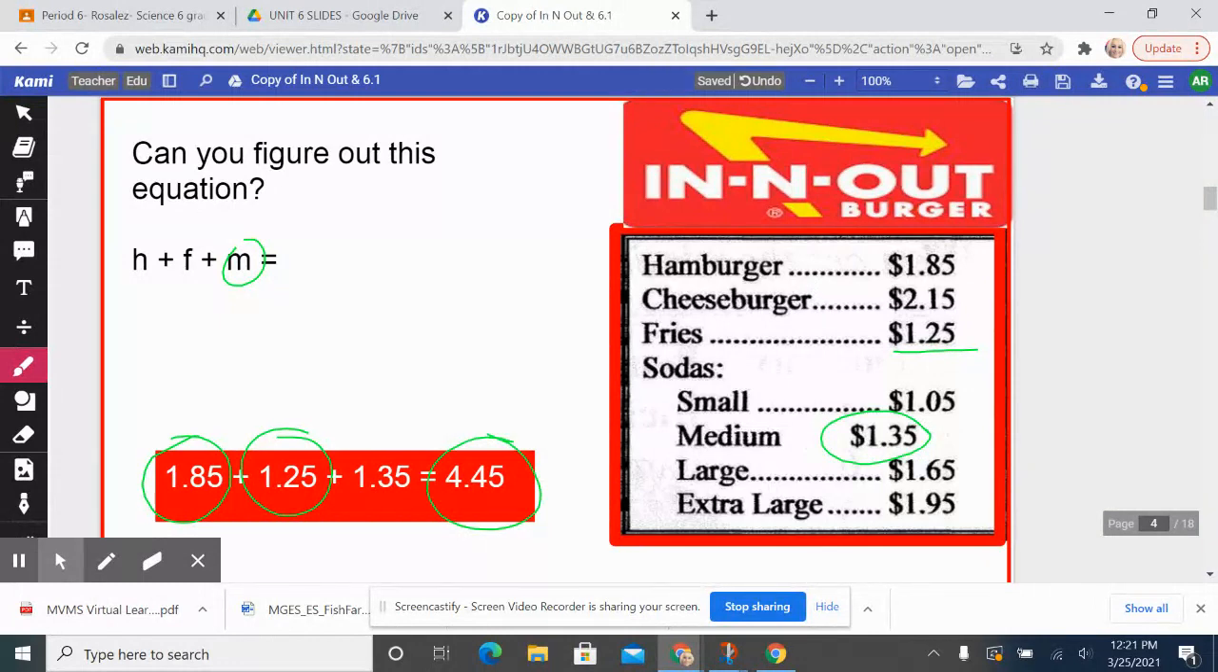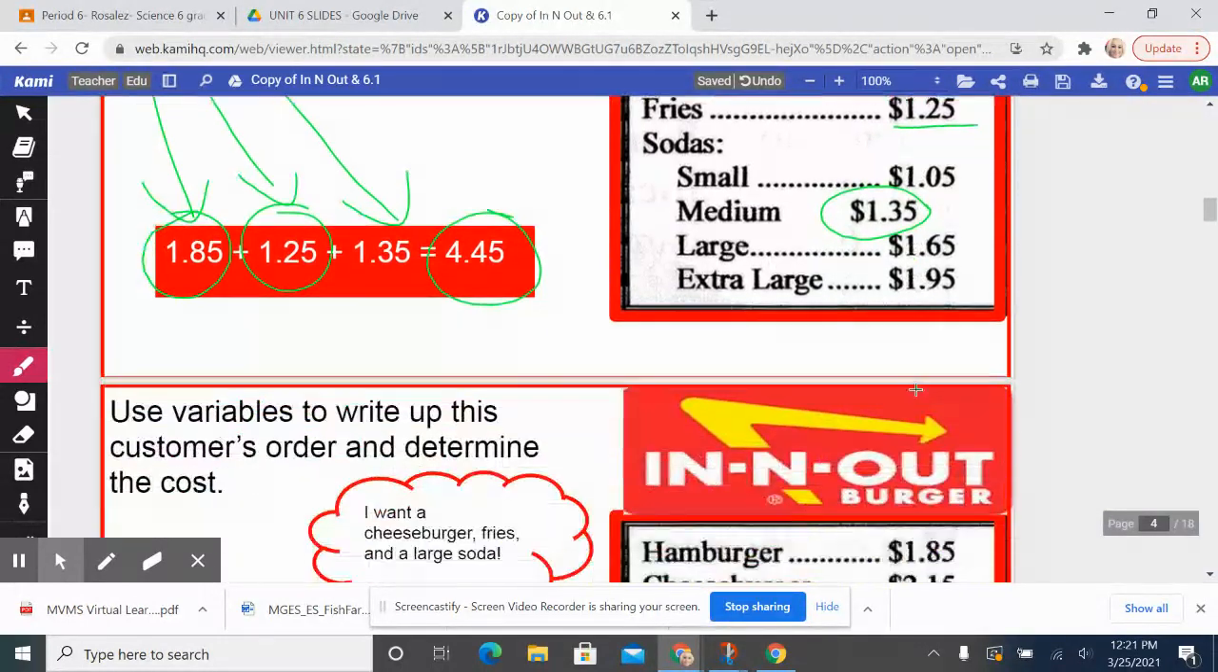So notice how I can have an H or I can have $1.85. I can have an F or I can have $1.25. That F represents the French fry and so forth. So those are variables, H, F, and M, and they're standing for what you see right here. Okay, so that's what we're going to be doing in this unit.